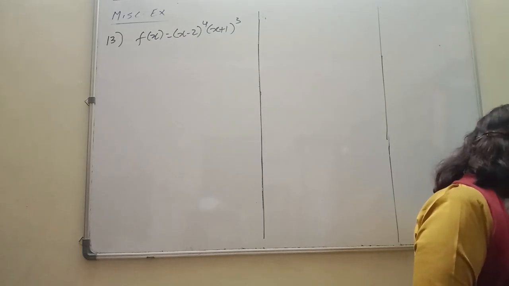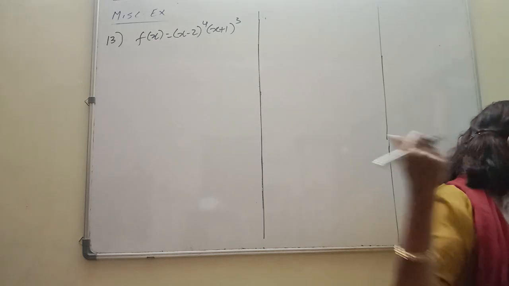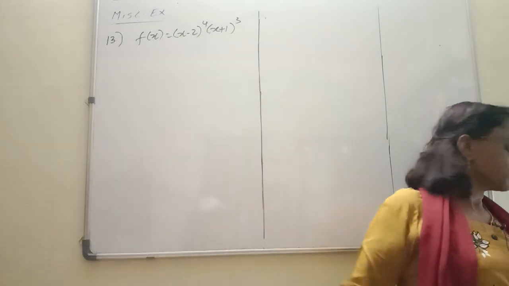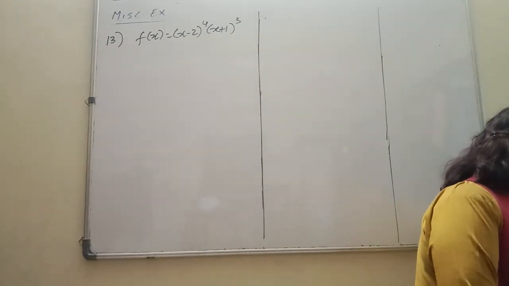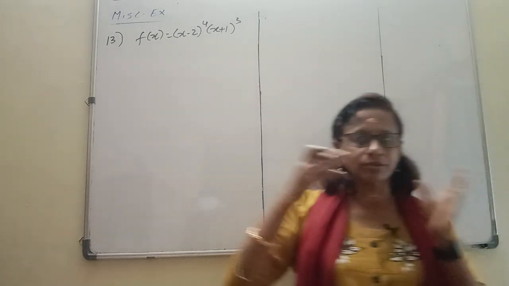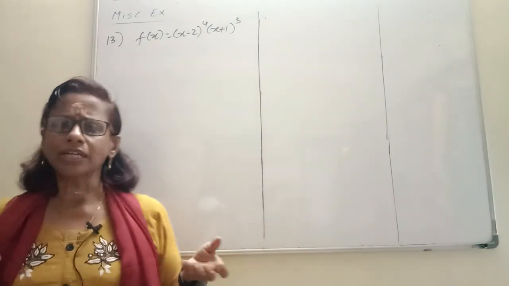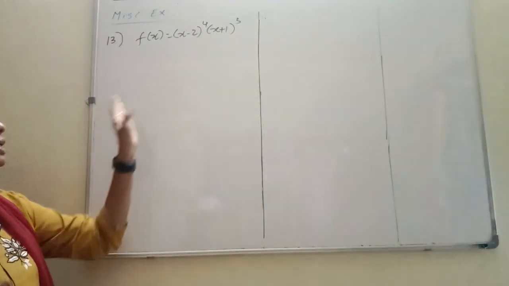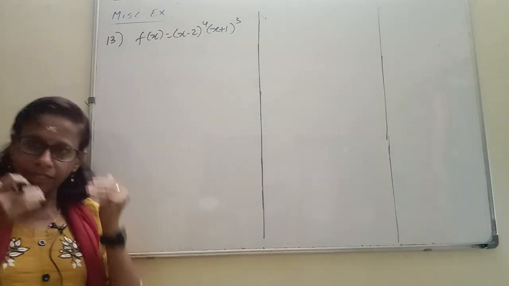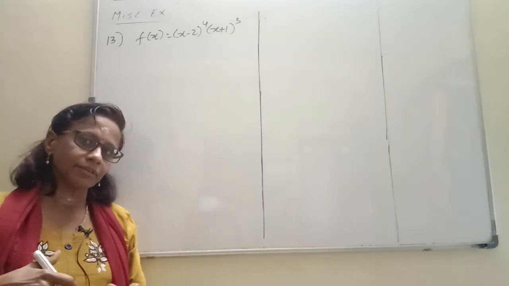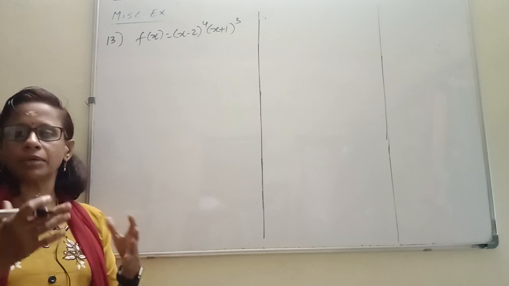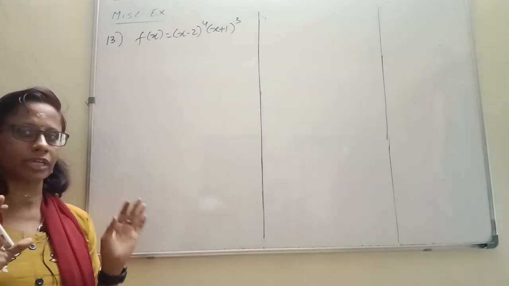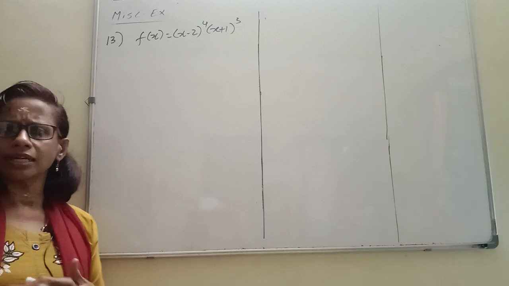Find the points at which the function f, which is given by f of x equal to (x minus 2) raised to 4 times (x plus 1) raised to 3, has, they have given several things. It's very clear to us what we have to do here. First, we will take f of x, get the first derivative, get the second derivative. They have asked us point of inflection, point of maxima, minima and all that, local maxima, minima, so all that we can find out. We can get started right away.